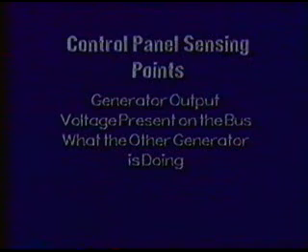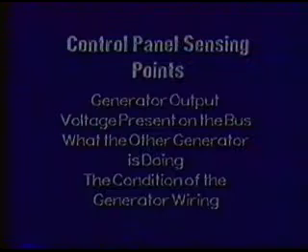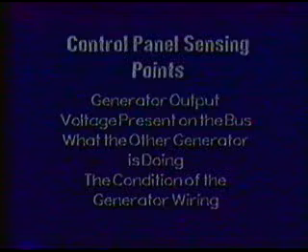What the other generator is doing. A single wire from pin K of each regulator unit connects the two control panels together. This link allows both control panels to compare their respective generator's output and adjust it accordingly. The condition of the generator wiring. Because the control panel is also tasked with protecting the aircraft against a fault in the generator wiring, it must have a means to detect faults in this wiring. Transformers, identical to those used in the battery fault circuit, are employed. Circuitry within the control panel unit, nearly identical to that found in the feeder fault protection panel, is used to monitor and, if need be, disconnect the generator from the aircraft's wiring.